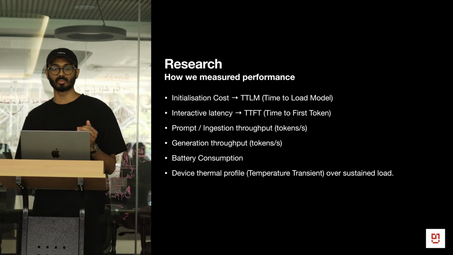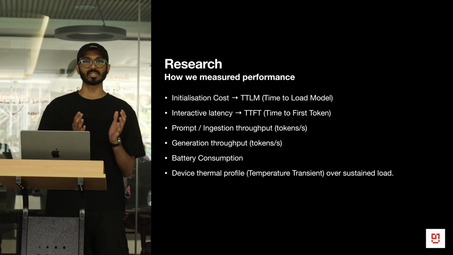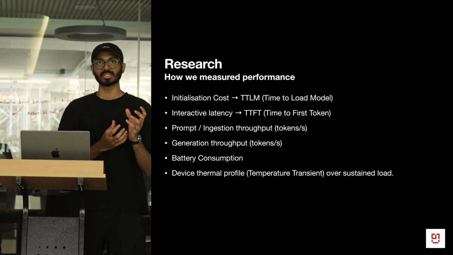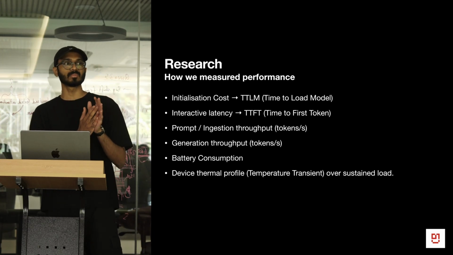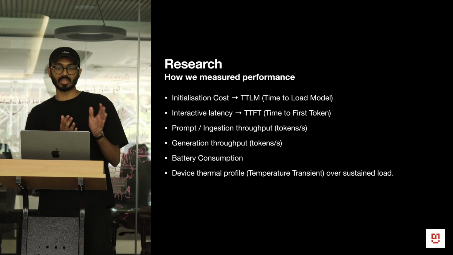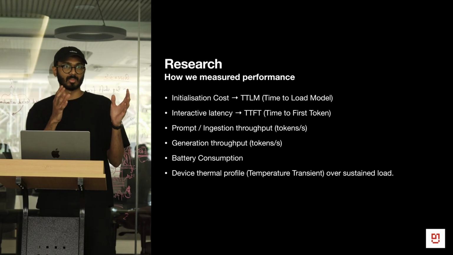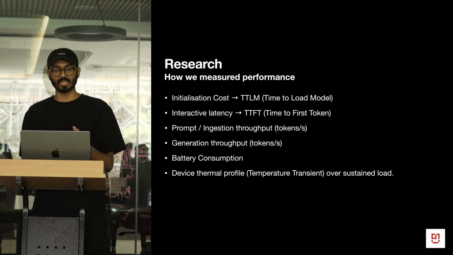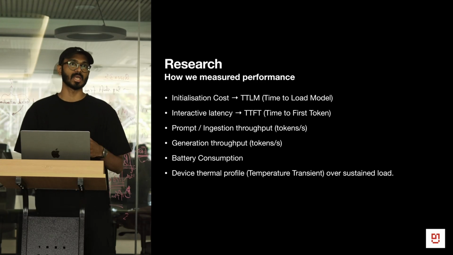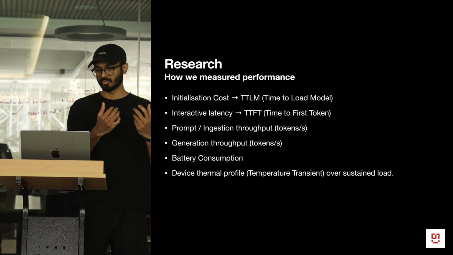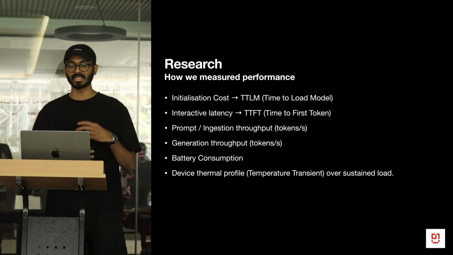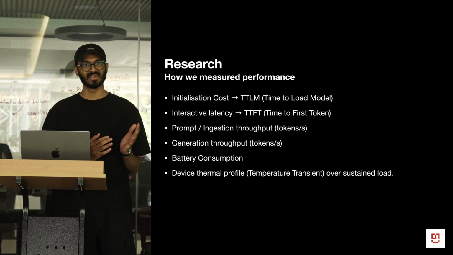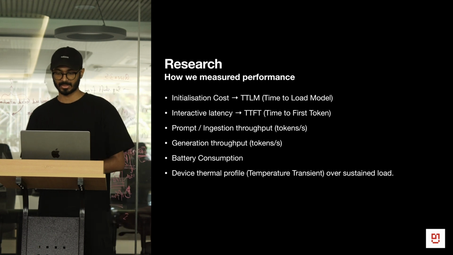We also have generation throughput. The difference between these two is that ingestion throughput is the speed with which the model processes the prompt that you give it. We can measure it by the total prompt token amount divided by the time to first token, which gives you the ingestion throughput in tokens per second. Generation throughput is obviously how many tokens it's generating per second for your answer. We also measure the battery consumption over the sustained period and the device thermal profile, so how the device heats up and cools down and things like that.